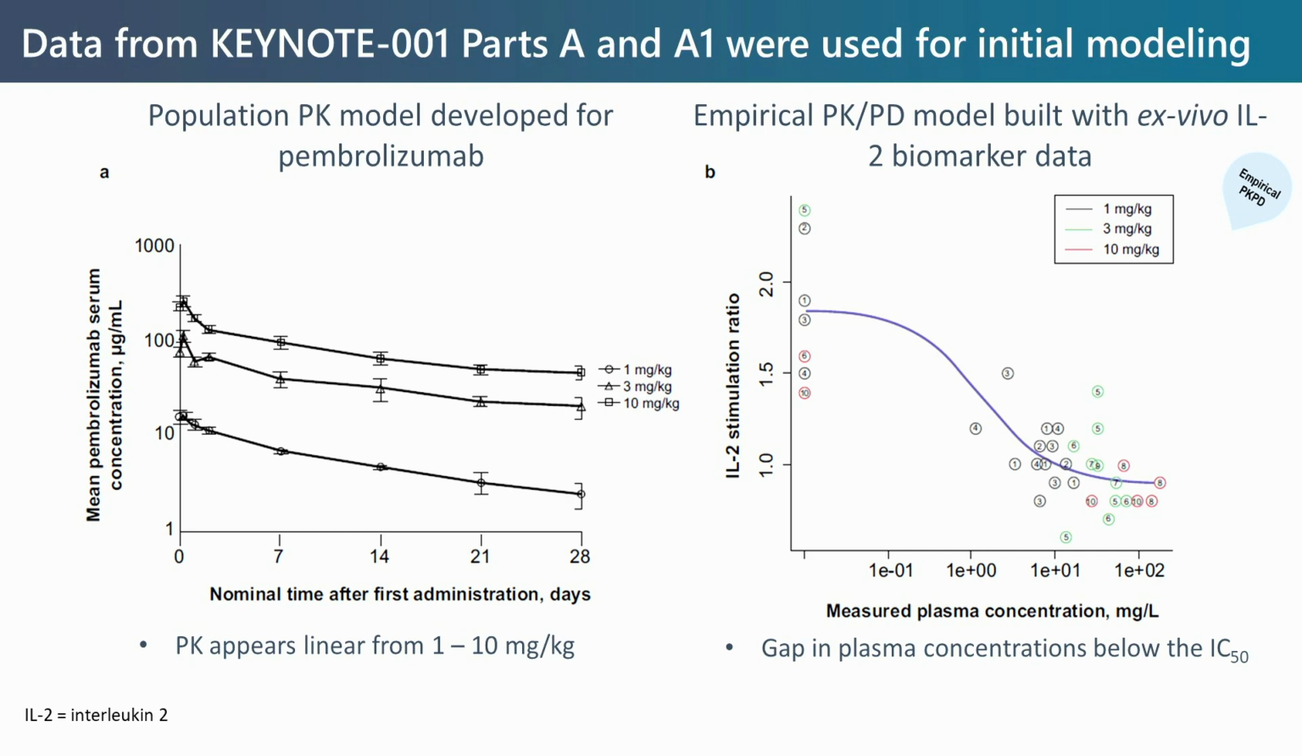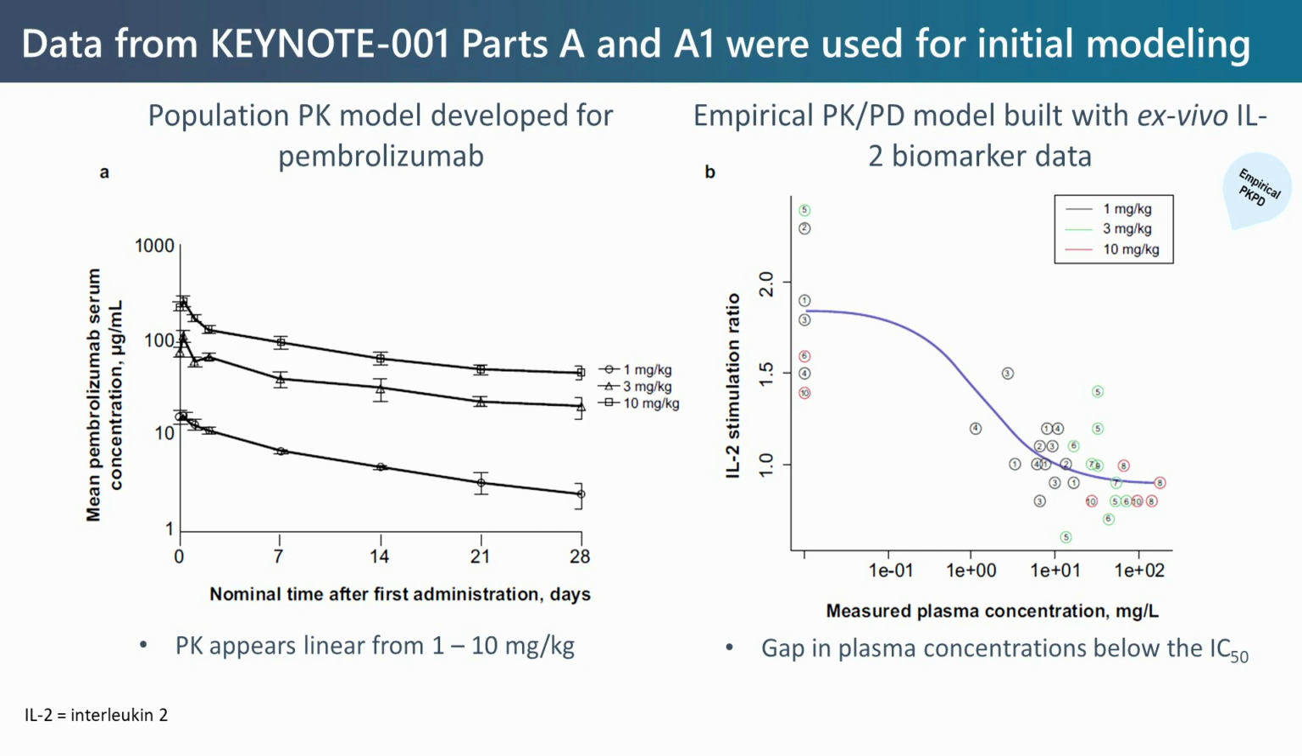The plot on the right shows observed ex vivo interleukin-2 or IL-2 stimulation ratio, and this is the marker of target engagement, plotted against plasma concentrations of pembrolizumab, using circles to represent the observed data points. An inhibitory Emax model was applied to these data as shown by the model predictions represented by the blue curve. Both the data and the model indicated saturation or near saturation of the drug effect at all 3 dose levels.